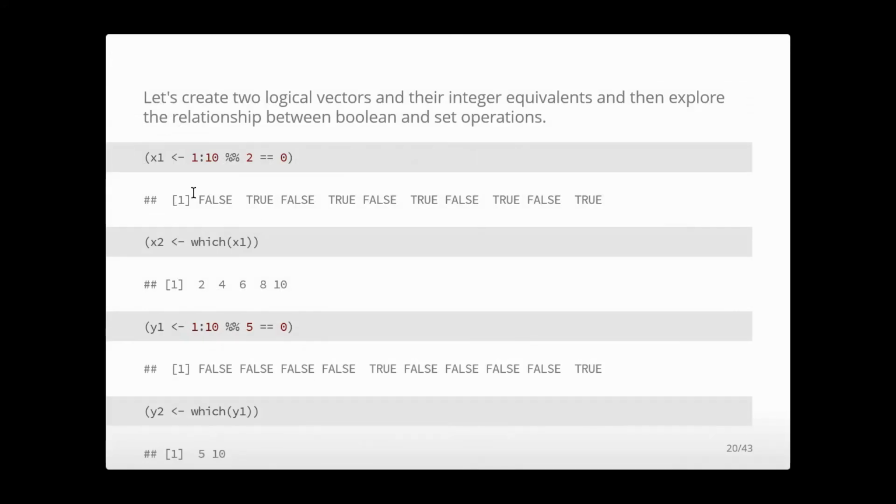All right, so if I do x and y, this will be the and, right? The only thing that returns true will be this last one, okay? And if I did a which on this, it would give me 10. Over here with set operations, I can say the intersection of x2 and y2 is going to be 10.